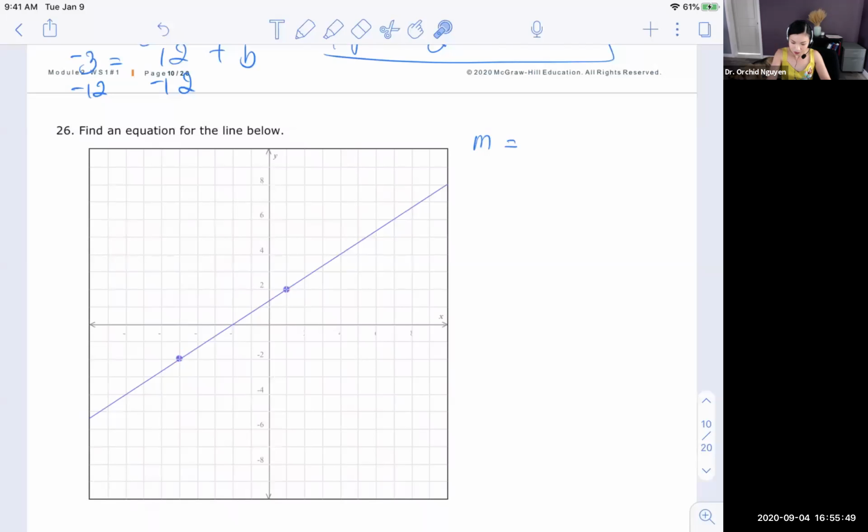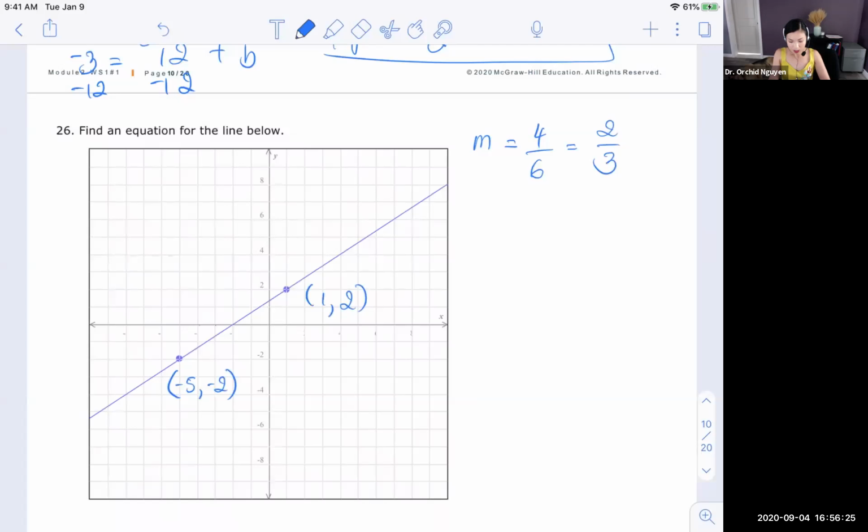Okay, so I know that the slope is going to be 4/6. Reduce it, we get 2/3. Now you can definitely get the point. You can get the coordinate and use the slope formula, y2 minus y1 over x2 minus x1, okay?